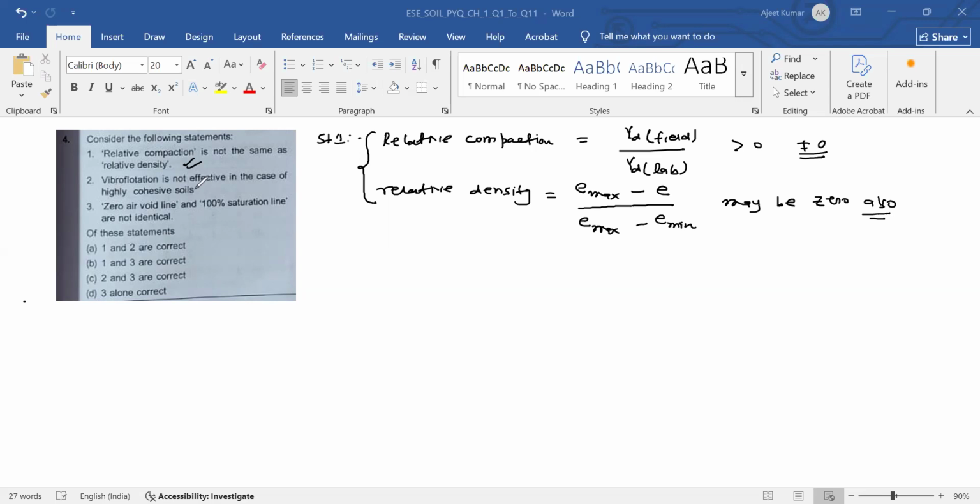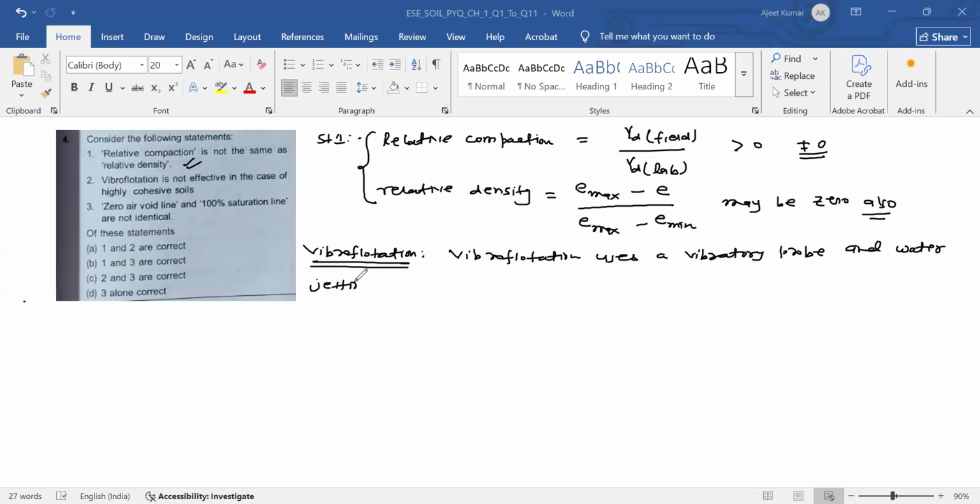Vibroflotation uses a vibratory probe and water jetting to settle soil.